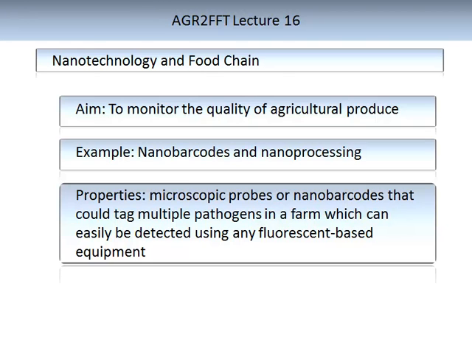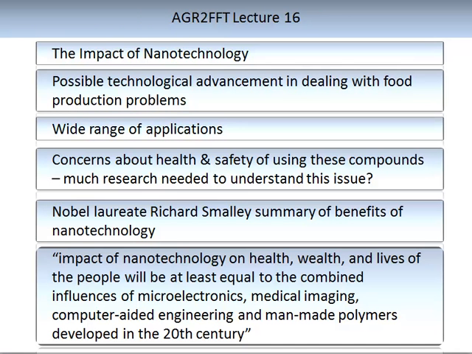This project specifically aimed to develop a portable on-site detector, which can be used by non-trained individuals to detect contamination on food as it goes through the food chain. This is a very new, innovative and interesting technology. There are definitely possible technological advancements that nanotechnology could bring into the field of dealing with agriculture and food production issues. The applications are very vast. They're across all aspects of agriculture.